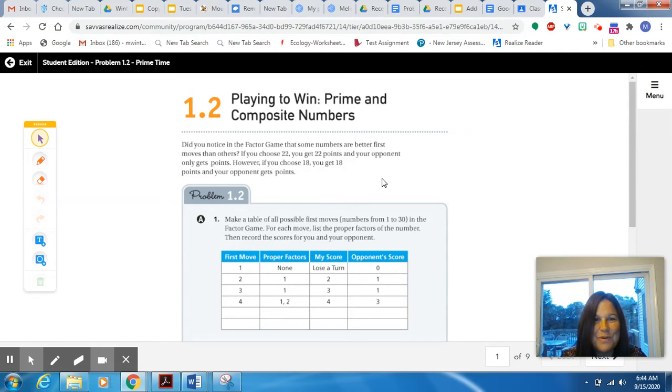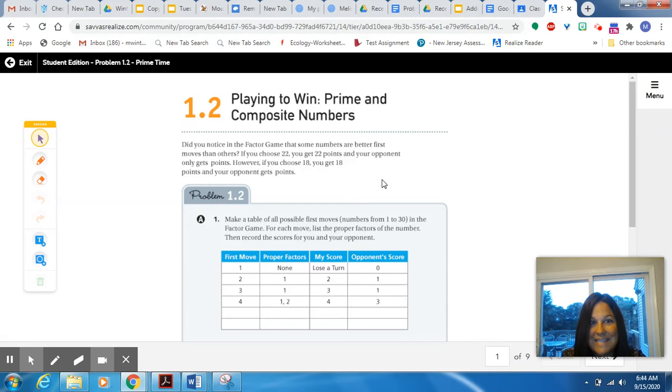If you chose 22, you got 22 points and your opponent only gets, it should be 13. It says only gets blank points. But yeah, because think about it. You would choose 22 and then your partner could choose 11 times 2. So they would get 13 points and you would get 22.